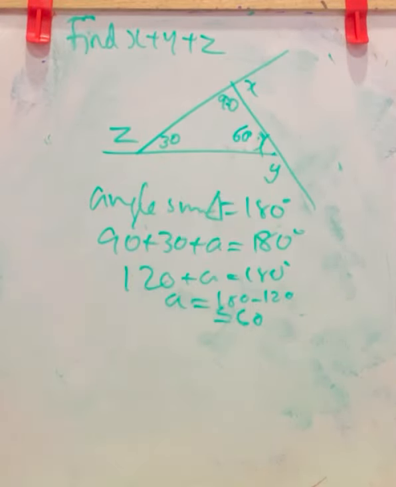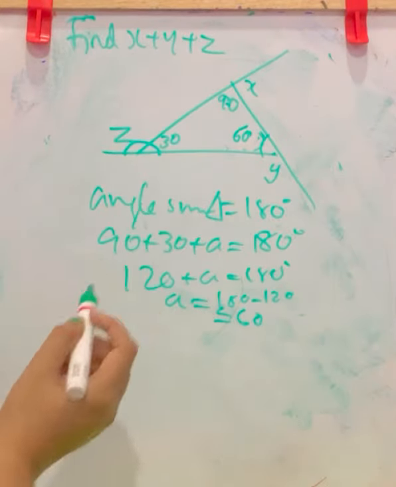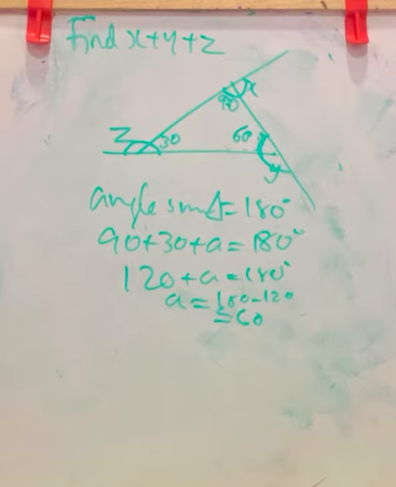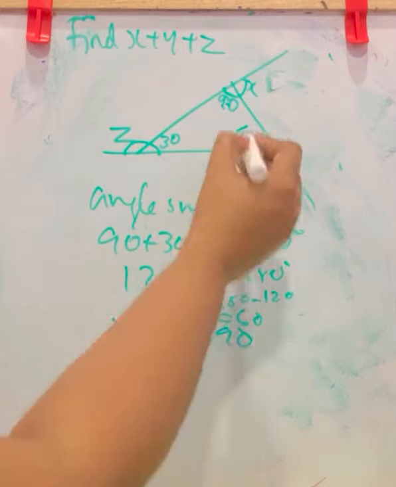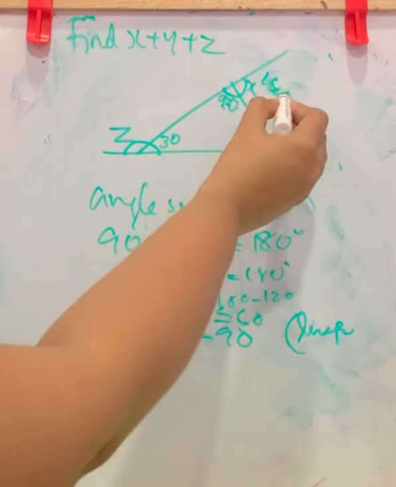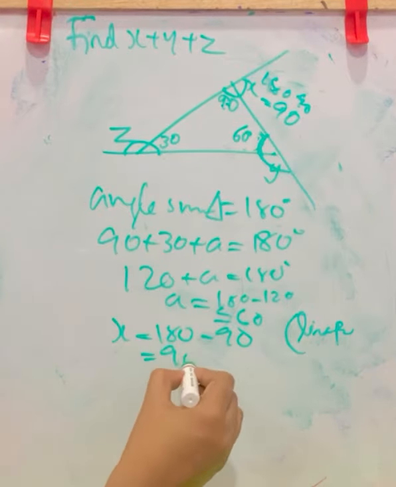Now we got all the three angles in the interior. Now it is easy for us to find the angles in the exterior, because here it is a linear pair, here it is a linear pair, here also it is a linear pair. So to find x, it is 180 minus 90, because it is a linear pair. 180 minus 90 means x will be 90. So x is 90 degrees.